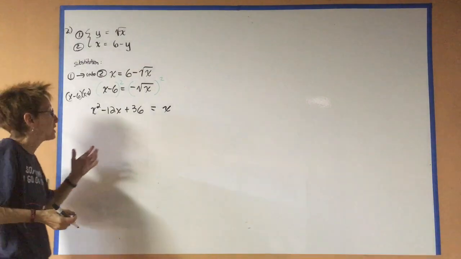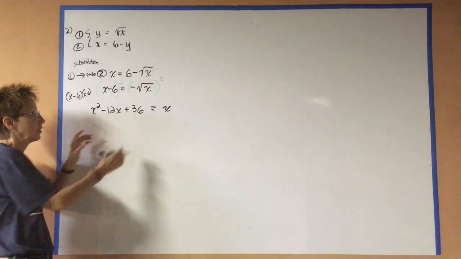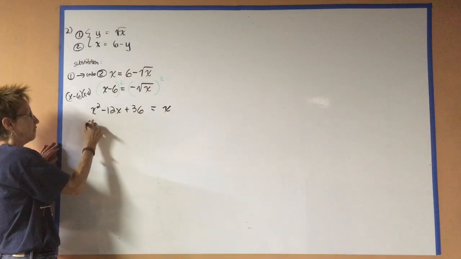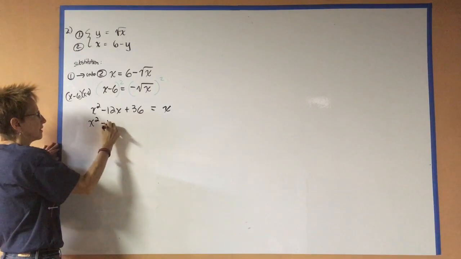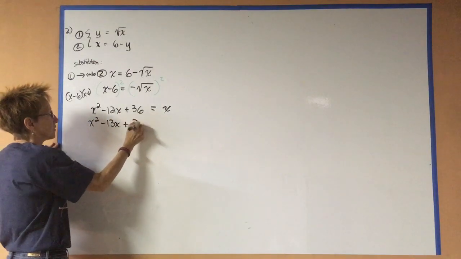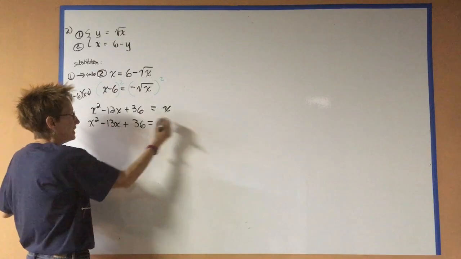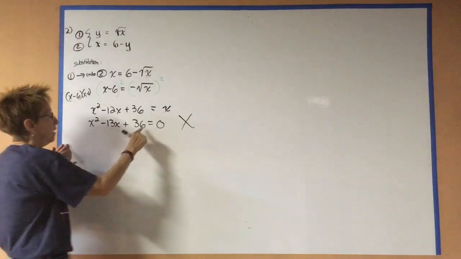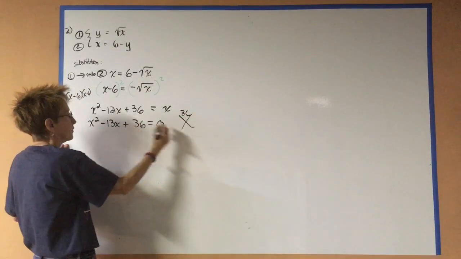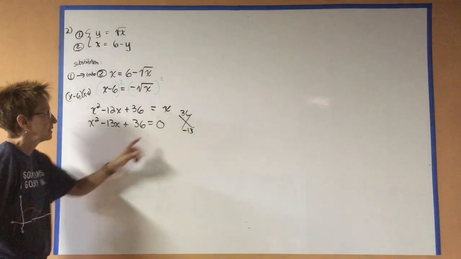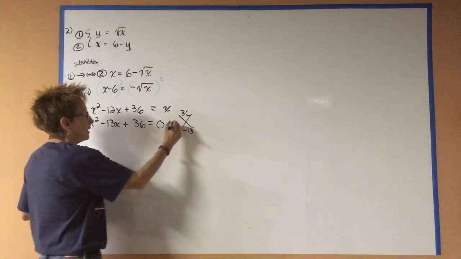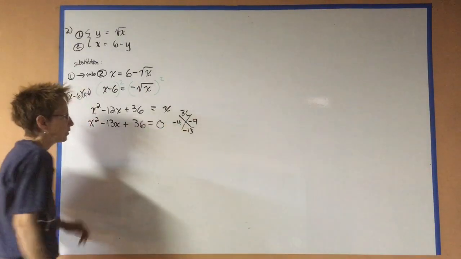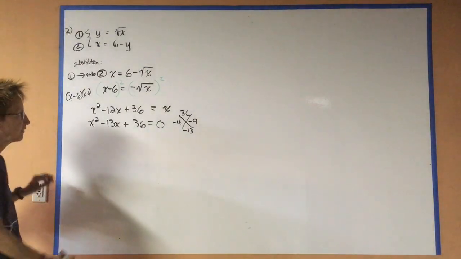So what kind of an equation is this? It looks like it's quadratic. So I'm going to bring this x over here and see if I can factor it. So I subtract x, so I get x squared minus 13x plus 36 equals 0. This is the easy big X, if I can get it done. Multiply to 36, add to a negative 13. That means they both need to be negative. Negative 4, negative 9 multiplies to positive 36, adds to negative 13.